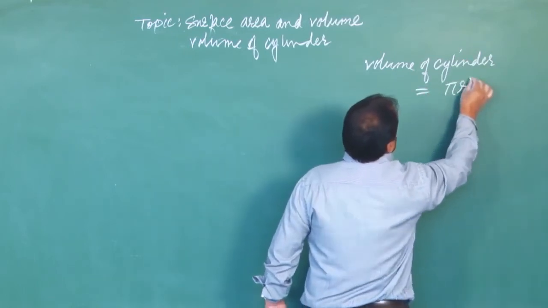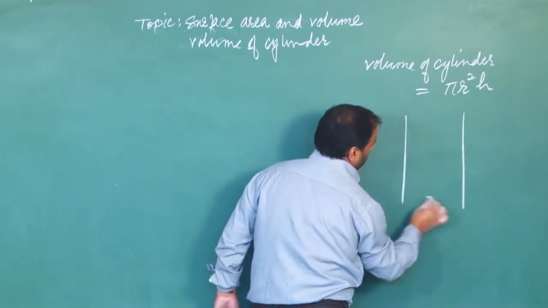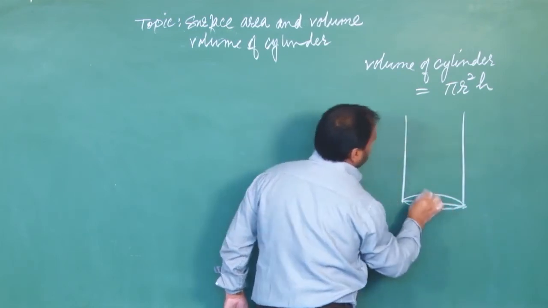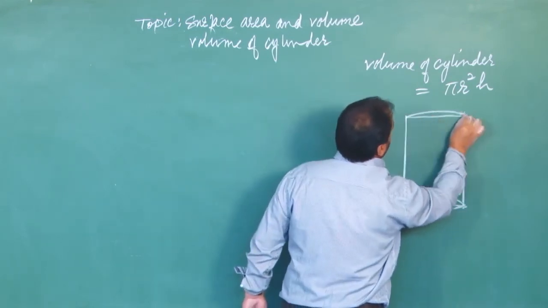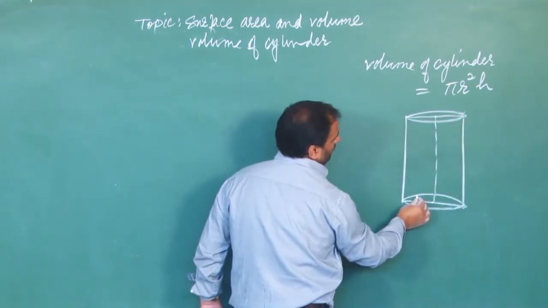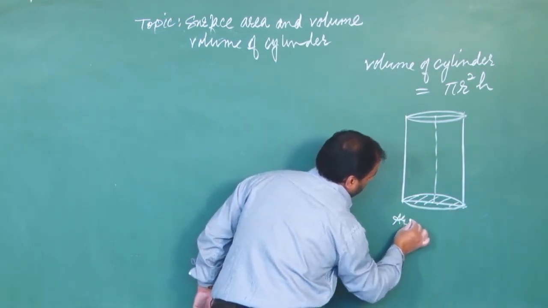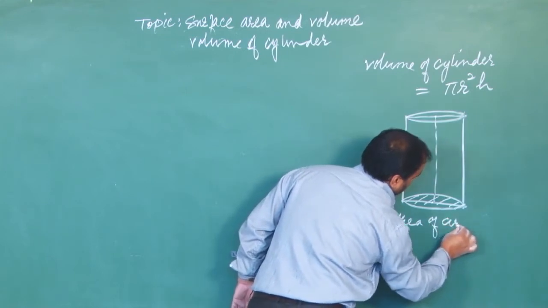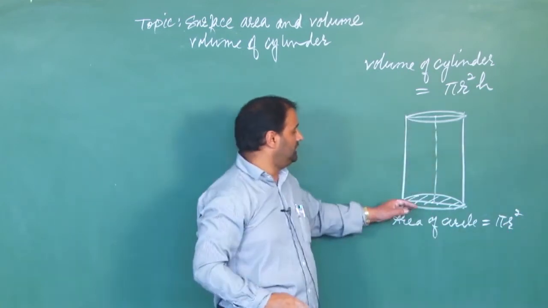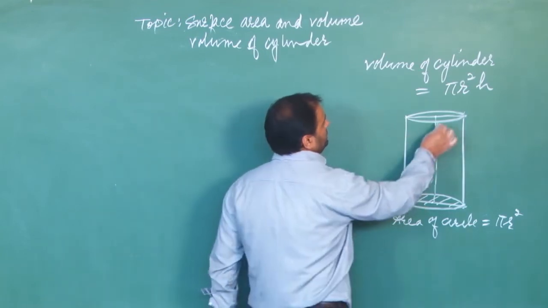If you take a deep look at the cylinder, you will find out that its base is circular in nature and the area of the circle is equal to pi r square. Now, the base of the cylinder is the area of a circle, which is equal to pi r square, and if we stack such circles to a certain height, it gives rise to a cylinder.